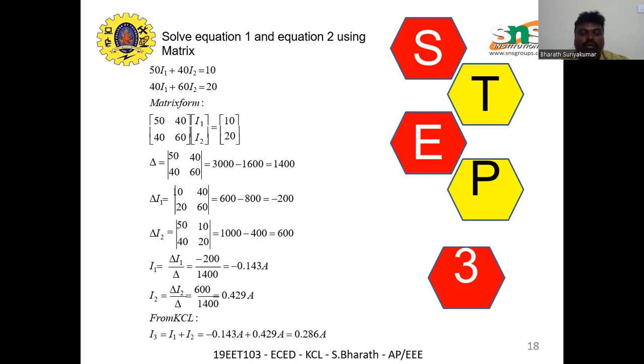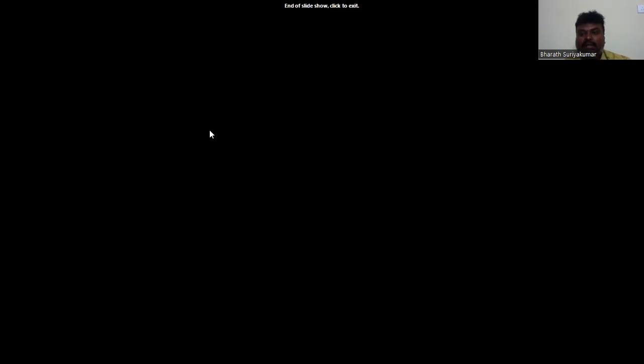That is from Kirchhoff's current law. I3 is the sum of the currents I1 plus I2. So I3 is equal to minus 0.143 amps plus 0.429 amps, which is equal to 0.286 amps. From this, we get the three currents: I1 is minus 0.143 amps, I2 is 0.429 amps, and I3 is 0.286 amps. So this is mesh analysis.